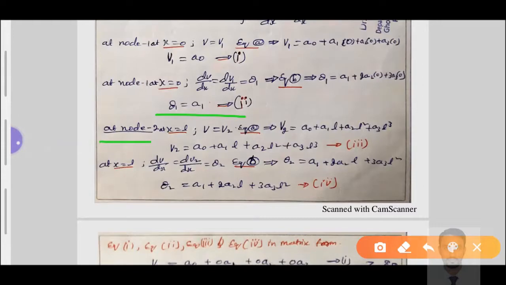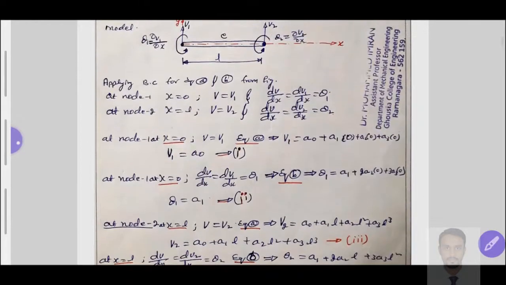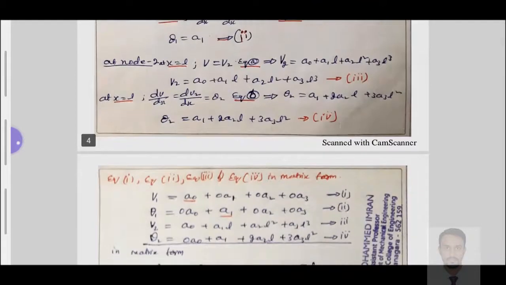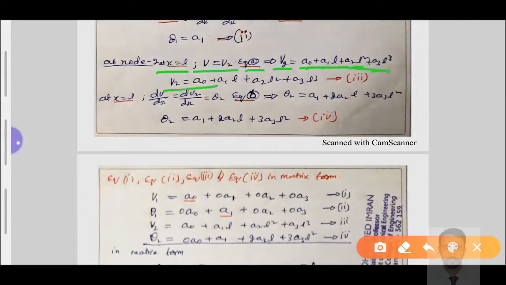Then at node number 2, x equals l. At node number 2, again apply both boundary conditions on equation number a and b. Equation number a becomes, at x equals l, v becomes v2, so v2 equals a0 plus a1l plus a2l square plus a3l cube, where x is replaced by l. Call it equation number 3.